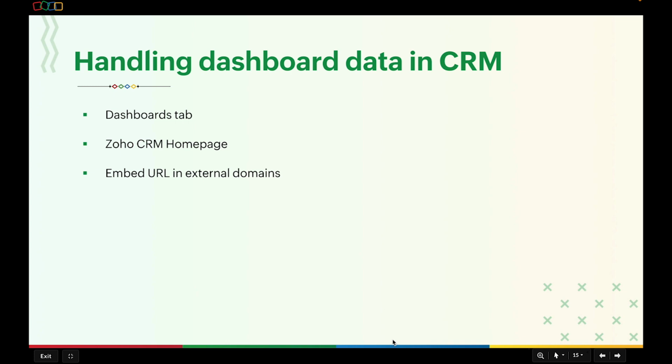Now, let's take a quick look at how to handle dashboard components data inside Zoho CRM. We can do this in 3 ways. In the Dashboards tab, in the Zoho CRM homepage, by embedding the component in external URL. You can always choose to create the components in specific dashboards of your choice. Remember the analytics gallery? You can also create dashboards for you that display distinctive information that provides your data for necessary business requirements. All dashboard components can be added to your Zoho CRM homepage.